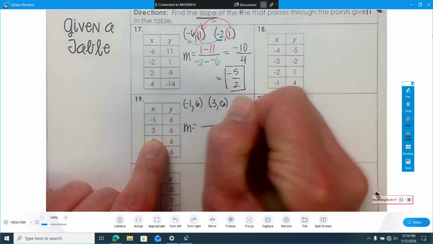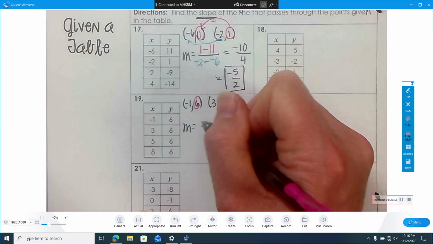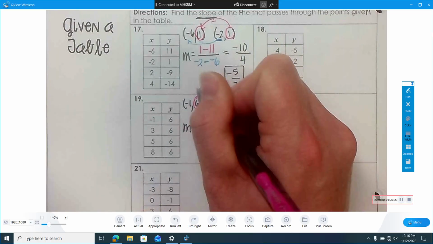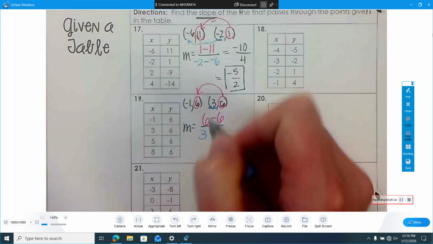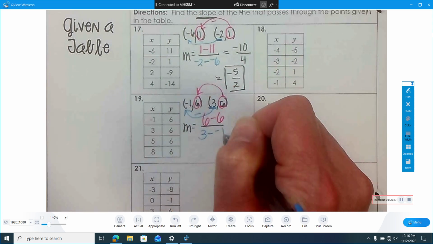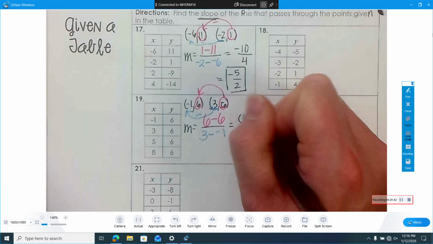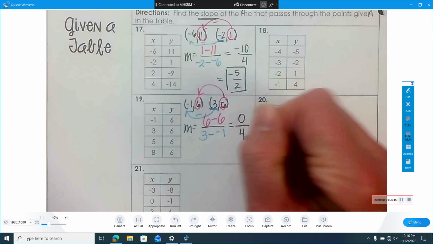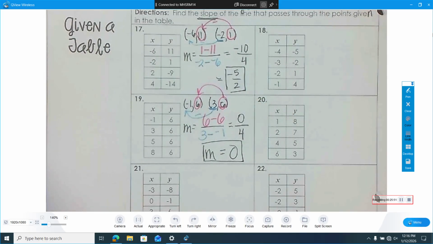I want to find my slope, which is a fraction. And I'm going to circle my y's. So I'm starting here with the 6 on the right, and I'm going to subtract the other 6. So 6 minus 6. And then on the bottom, I'm starting with the 3, and I'm going to subtract the negative 1. What is 6 minus 6? 0 over 4. Very good. What is 0 divided by any number? 0. Very good. Are you getting the pattern? Y minus y.